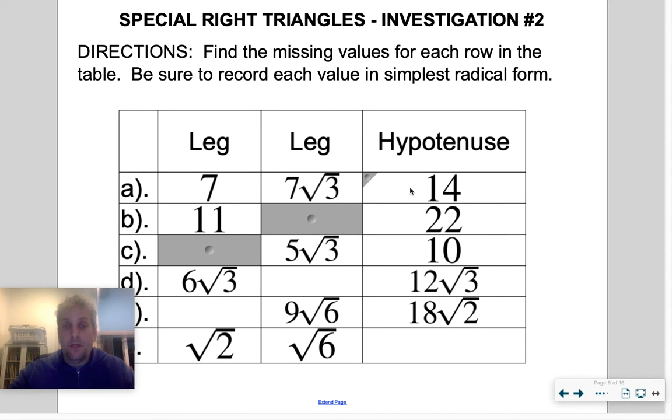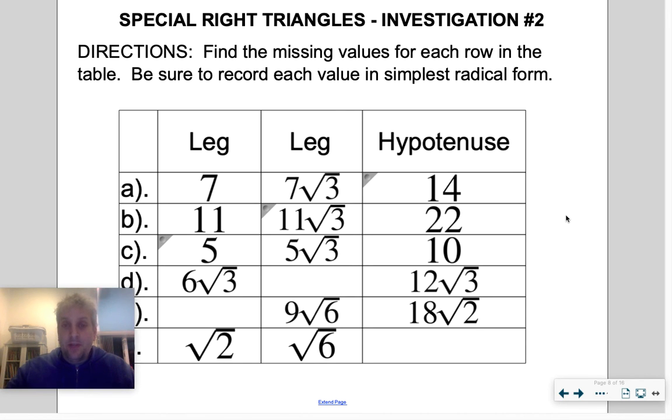Hopefully you got 11 root 3 for the second one and 5 for the third one. So we're going to do the next three in a second, but again, the idea is we are looking for a pattern here. And I think just scanning those first three, you might be seeing something. Probably not quite as obvious as the previous pattern that we looked at, but I'm thinking you're seeing something.